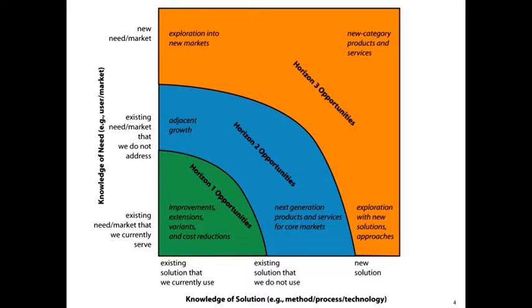Horizon 1 are opportunities that are right there in front of you. Process improvements, cost reductions, extensions to what you're doing. Horizon 2 is adjacencies. There's either an adjacency in the market space or an adjacency in the solution space. And Horizon 3 is some combination of a new-to-the-world solution or a new-to-the-world market. And that's all pretty abstract. Let me give you some examples from things we've seen in the news this week.